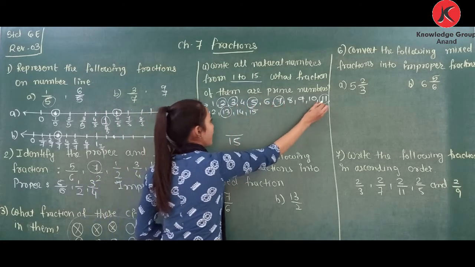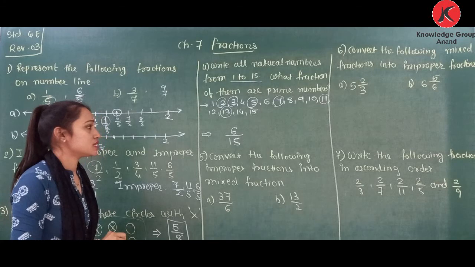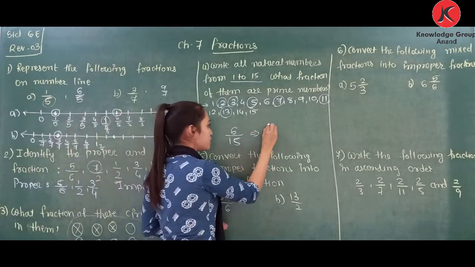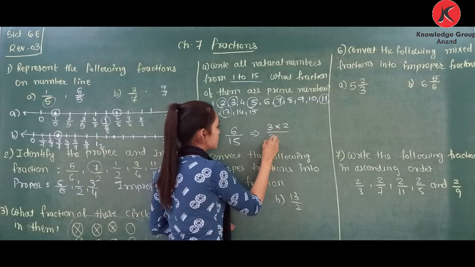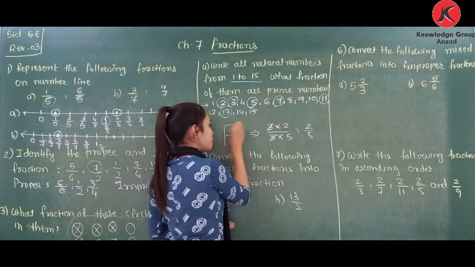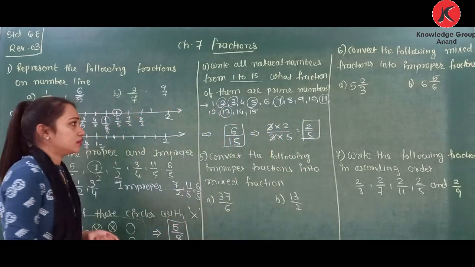So from the total 15 numbers, how many numbers are prime? 1, 2, 3, 4, 5, 6. So as a fraction we can represent it as 6 by 15. You can also convert it into simplest form. 3 2s are 6, 3 5s are 15. So it is 2 by 5. You can write 6 by 15 or you can write 2 by 5. Clear?